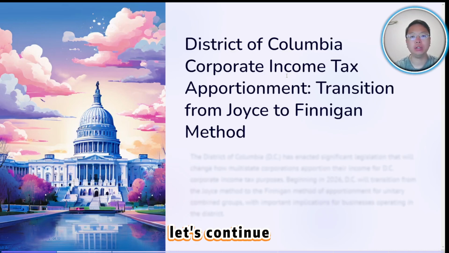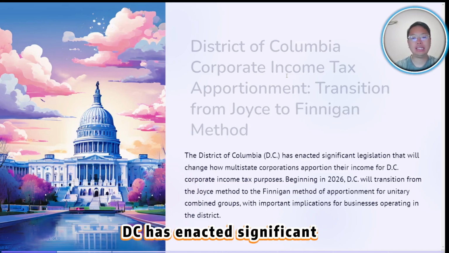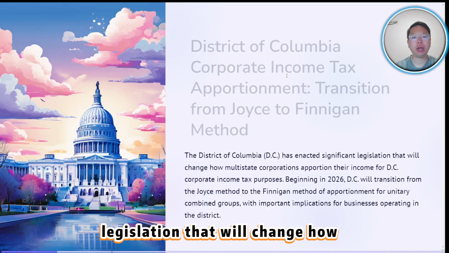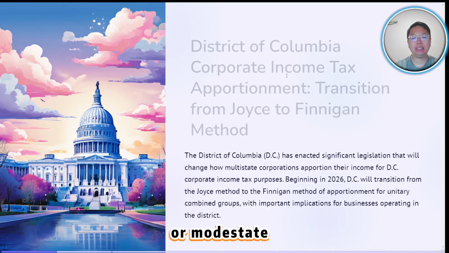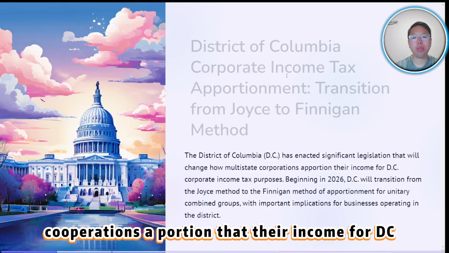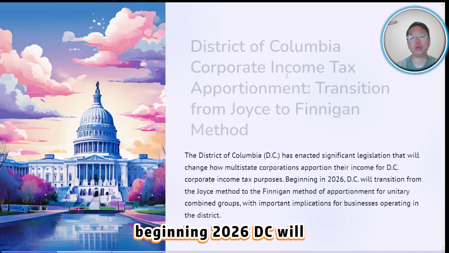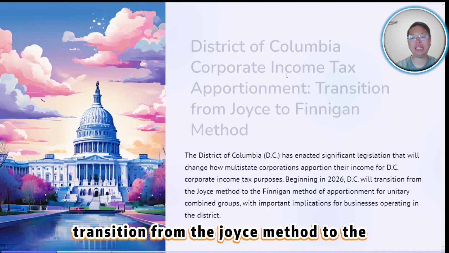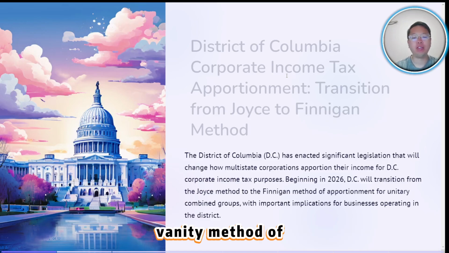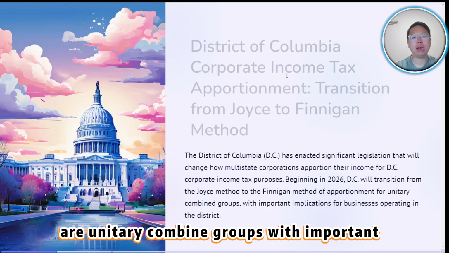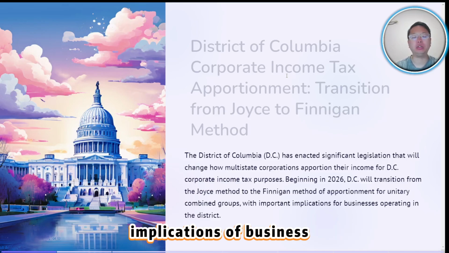Let's continue. The District of Columbia, DC, has enacted significant legislation that will change how multi-state corporations apportion their income for DC corporate income tax purposes. Beginning in 2026, DC will transition from the Joyce method to the Finnegan method of apportionment for unitary combined groups, with important implications for businesses operating in the district.